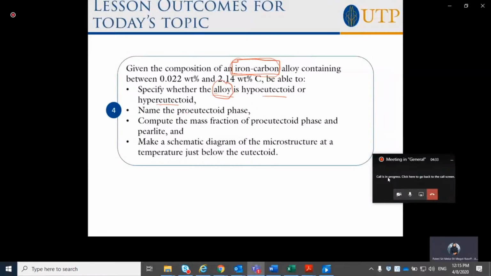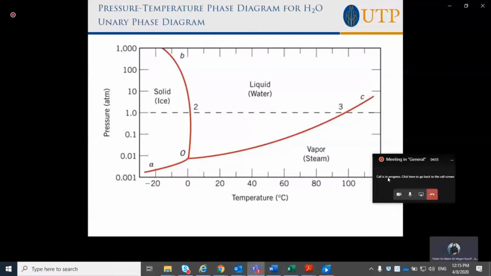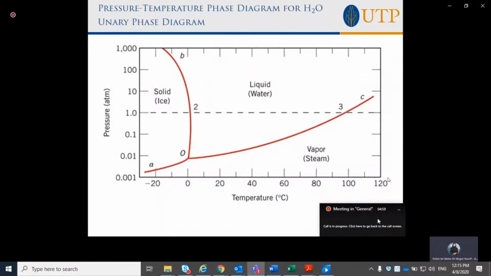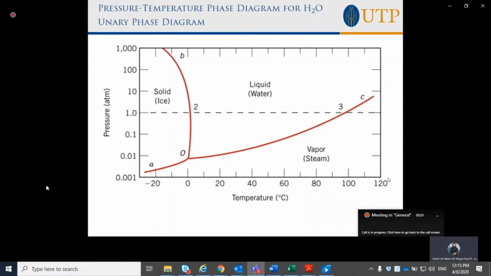And then there is what we call proeutectoid phase. So you should be able to know what the proeutectoid phase is, compute the mass fraction, and make a schematic diagram. So that is, in a nutshell, what you are expected to be able to do after we learn about phase diagrams. All right, so sit tight. Let's listen up about this and let's look at our phase diagram.